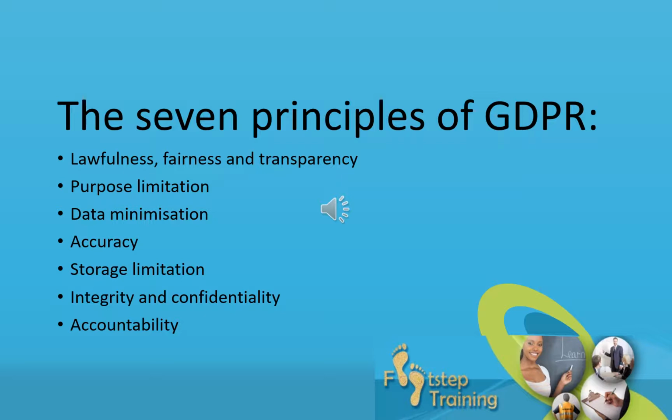There are 7 key principles in the GDPR. These are lawfulness, fairness and transparency, purpose limitation, data minimization, accuracy, storage limitation, integrity and confidentiality, and accountability.